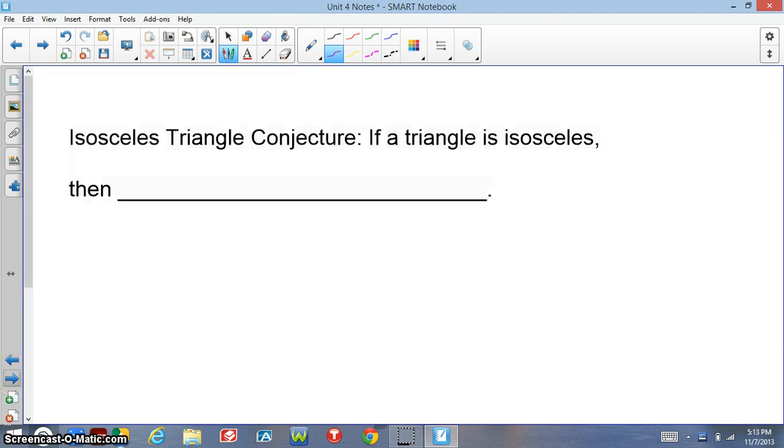Just real quick here, the isosceles triangle conjecture. If a triangle is isosceles, and remember, this is a little different than probably what you're used to, then it has at least 2 congruent sides. Okay, at least 2. Could have 3, but it has to have at least 2.